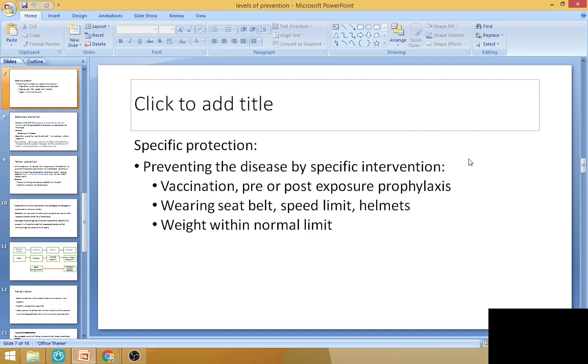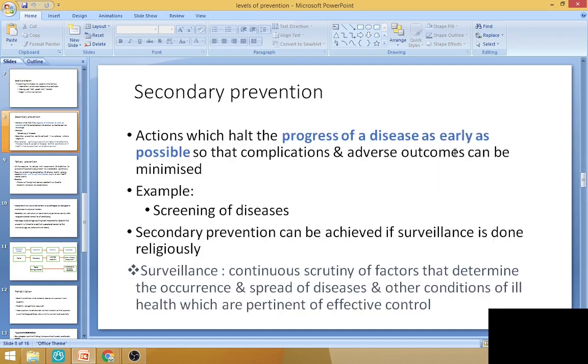Example, understood? Okay. Next, coming to secondary prevention, the secondary level of prevention. Here, actions halt the progress of a disease as early as possible so that complications and adverse outcomes can be minimized. In the primary level, we already learned that the interventions are given before the disease happens, but when the risk factors are already there.